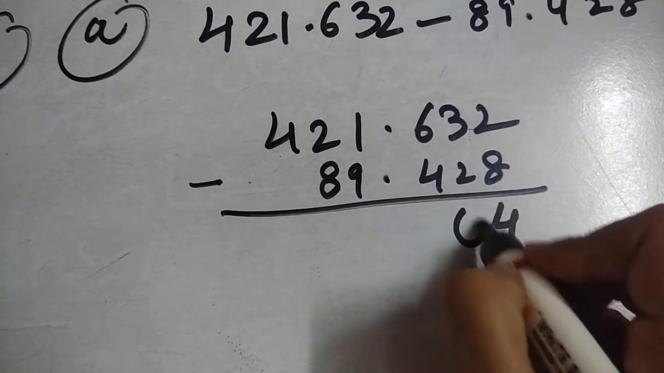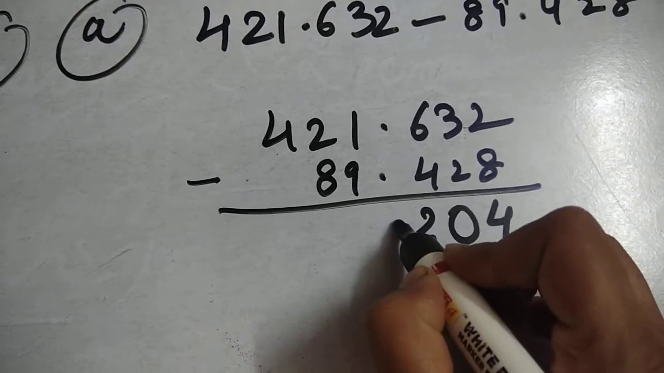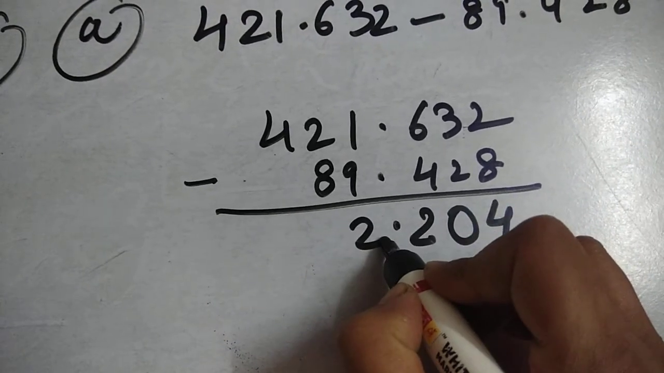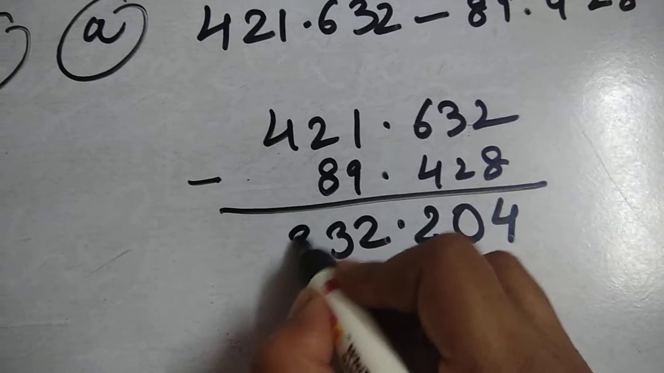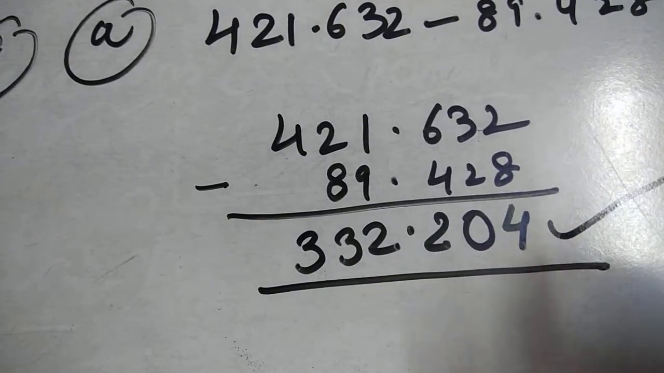Then 0, 2, 2, 3, 3. So this is your answer.